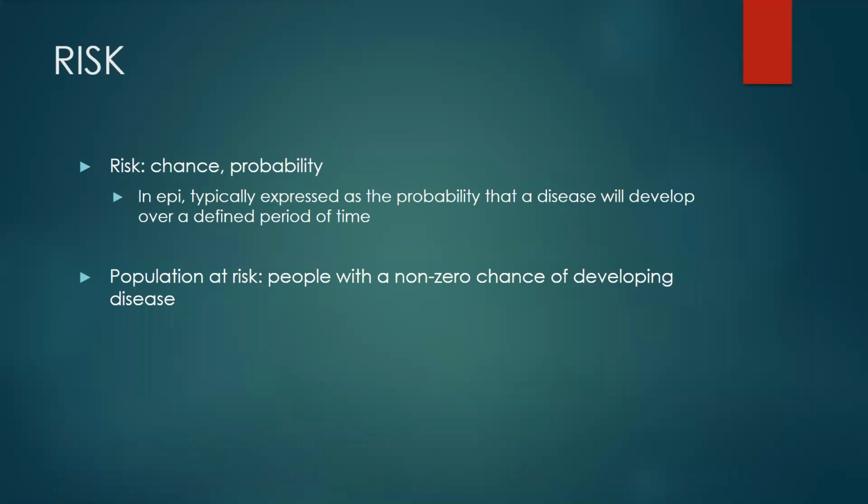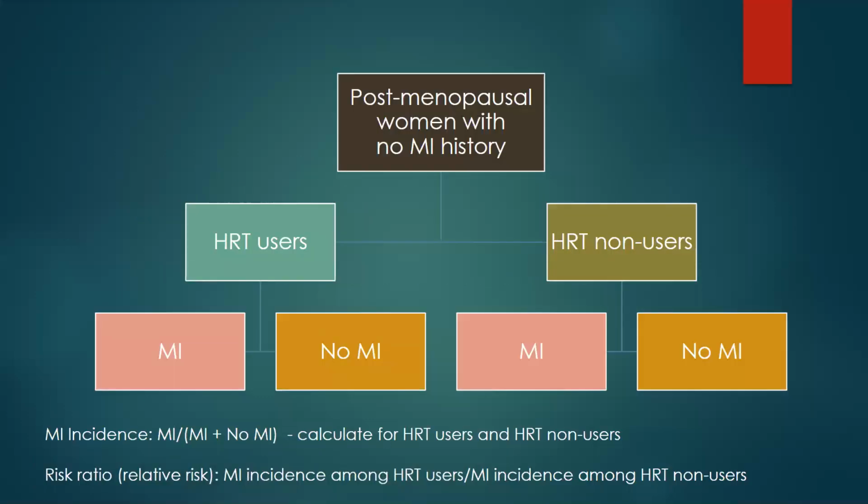So risk, as a reminder, just means probability. It's essentially the chance that something happens. And so usually we're talking about the probability that somebody develops a disease or a health outcome over a certain amount of time. And also remember that the population at risk is anyone with a non-zero chance of developing that disease. So in our hormone replacement therapy example, we were talking about postmenopausal women. So they have to be postmenopausal to be included in this study. They have to be at risk for an MI, and essentially anyone who has a heart is at risk for an MI. So that's fine. We don't need to further restrict our sample.